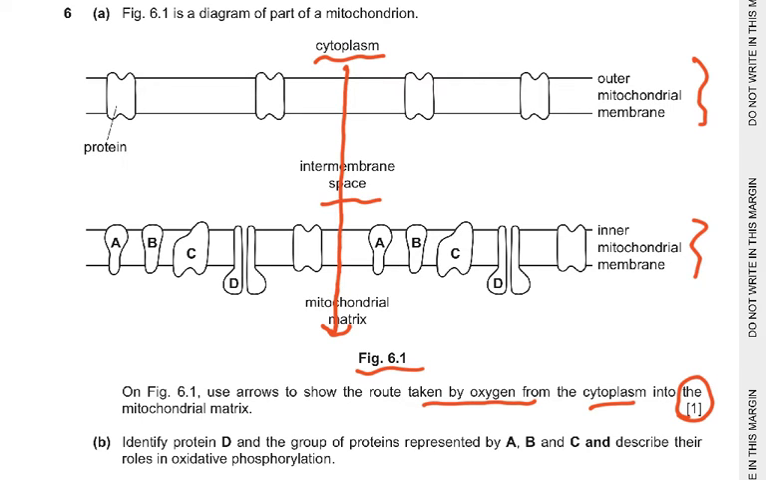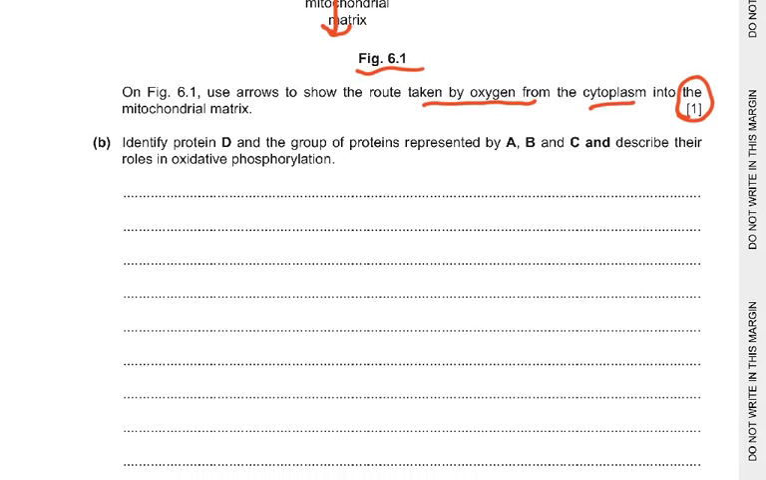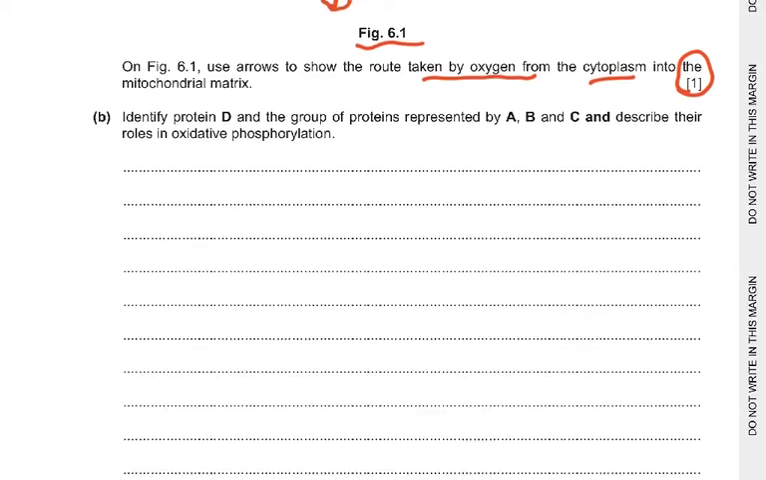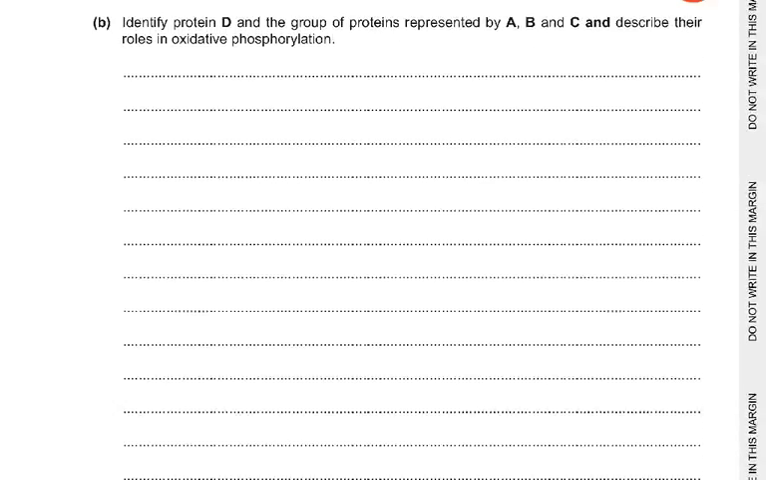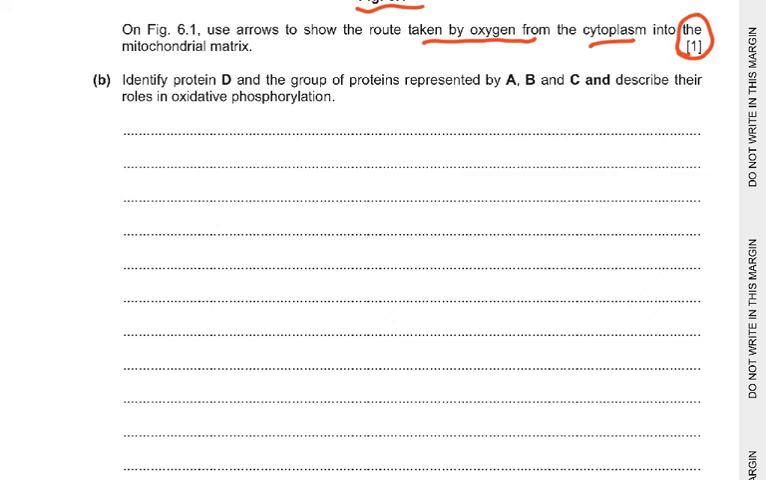The oxygen molecule can pass through the phospholipid bilayer, the outer membrane and the inner membrane, and will enter the matrix. So the arrow would have been right through it, but not through any of the channel proteins. You would lose the mark for that. Then it says identify protein D and the group of proteins represented by A, B, and C and describe their roles in oxidative phosphorylation. Now, this of course is a long question. It's for about 7 marks.